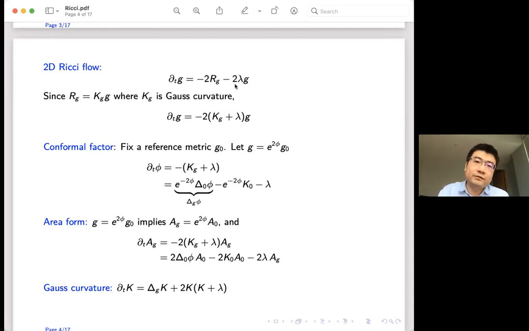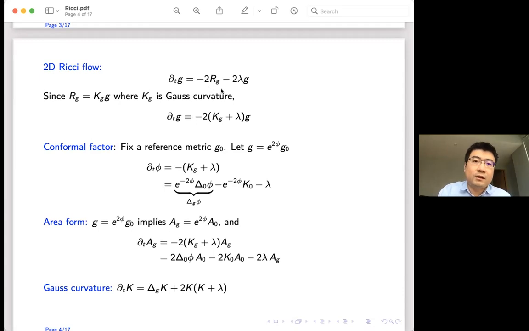There are several reasons to have this term. Well, the first reason is you can use this term to normalize the flow. Suppose you don't want the round sphere to shrink, then what you can do is choose this constant lambda to be the negative of the average Gauss curvature. The average Gauss curvature, by Gauss-Bonnet, is a constant. So in that case, the right-hand side of the equation is centered. Then you can preserve the total area of this surface.